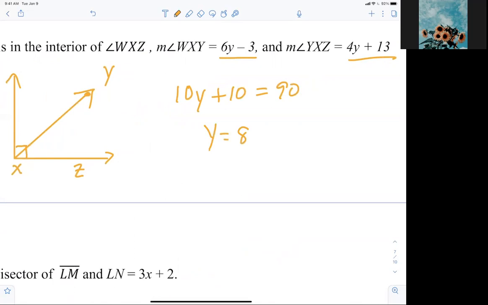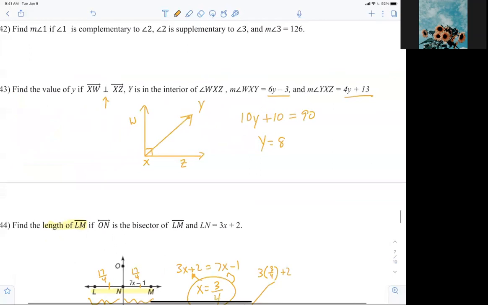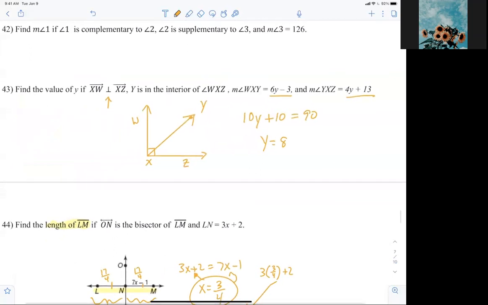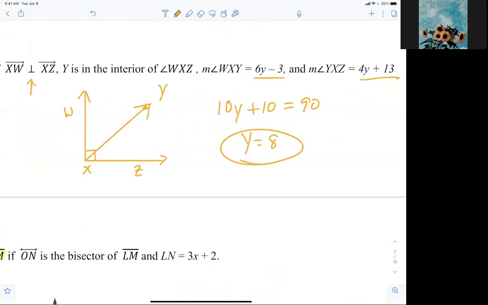Now, this is what I'm talking about. On the test, I feel bad sometimes. I got to mark it wrong if you put Y equals 8, and that's not what the question is. So just get in the habit, look back. What are they asking for? Find the value of Y. So is that the answer? This is the answer this time. But they could have said, what's the angle measure? Either one of those. All right, you'd have to find the angle measure. All right. Harrison, you good?